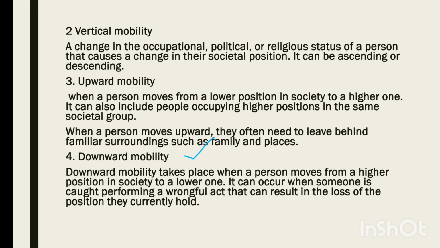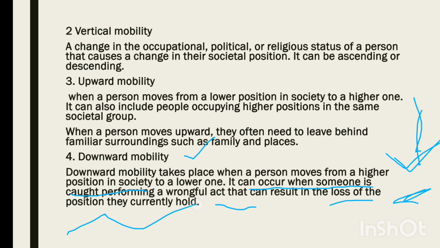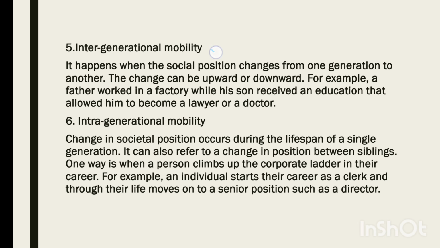Downward mobility takes place when a person moves from a higher position in society to a lower position. It can occur when someone is caught performing a wrongful act that can result in the loss of the position they currently hold. Intergenerational mobility. It happens when a social position changes from one generation to another. The change can be upward or downward. For example, a father worked in a factory while the son received an education that allowed him to become a doctor or lawyer.